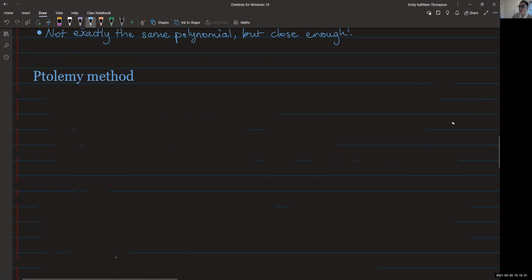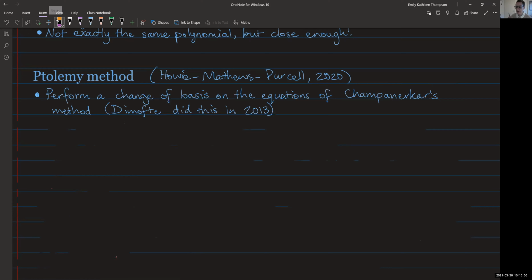So this is Josh Howie, and then Dan Mathews, who is my co-supervisor, and Jessica Purcell, who's my main supervisor. And they put a paper about this up on the arXiv last year. Okay, so what they do is they perform a change of basis on the equations from Champanica's method.